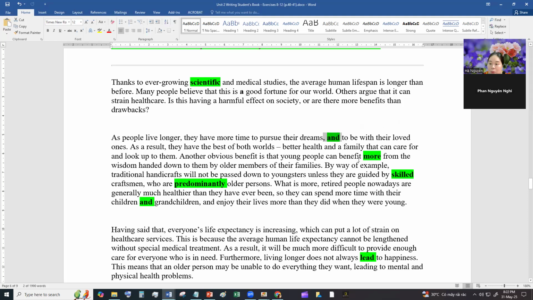Okay, young people can benefit more from the wisdom handed down to them, who are predominantly older person, skilled craftsmen with their children and grandchildren. So remember, when there are two things you are listing, you don't need a comma. Instead, you use and. Yesterday, I bought a book and a pen. But yesterday, I bought a book, a pen, some paper, and an eraser. So and is used to link two things or the last item with the rest of the list.